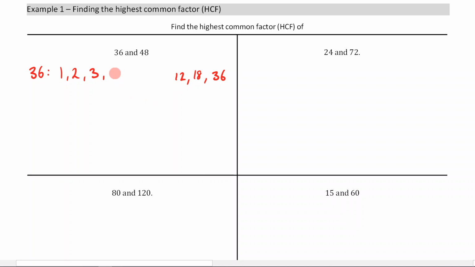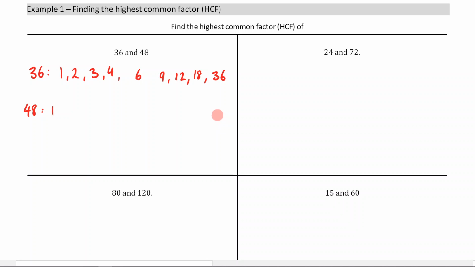Then we're just going to keep on going. So now I'm going to say, I know that 4 goes into 36, and that's going to be 4 times 9. And then finally, it's just going to be 6 times 6 will be the final one there. Now we're going to do the same thing for 48.